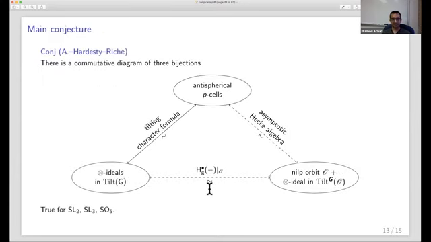To summarize, here's the main conjecture. If all of this is true, then this would be as good as Roman's theorem in the quantum case. There should be a commutative diagram of 3 bijections. This one is the only one that's a theorem. For this one there's evidence: it's a bijection in SL2, SL3, and SO5, and more generally, the parts related to the principal orbit, the subregular orbit, and the zero orbit are true in any group. So that's some evidence for this.